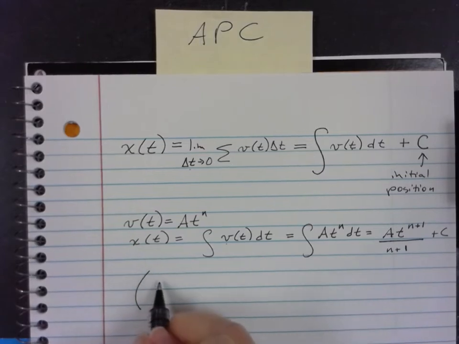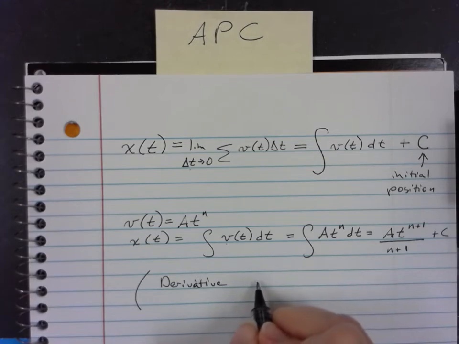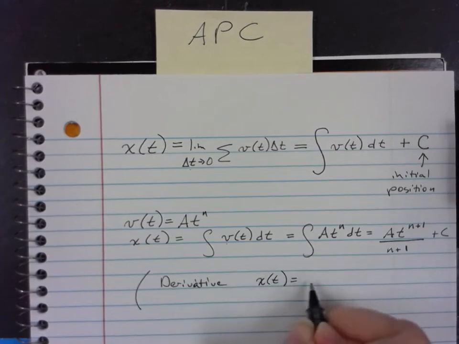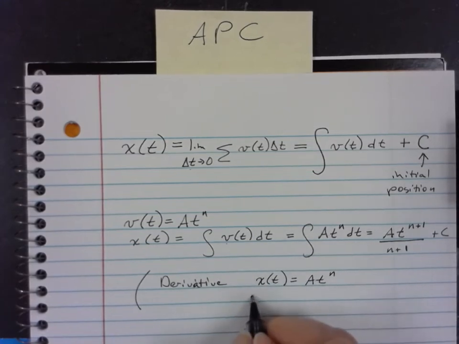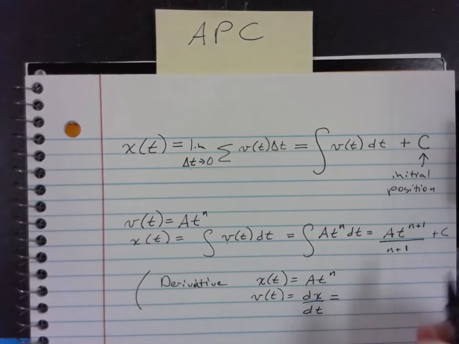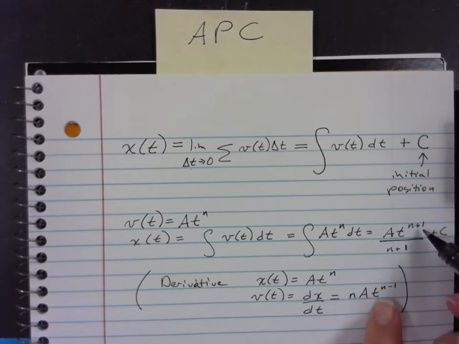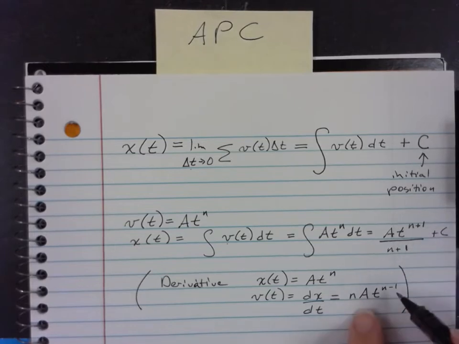So again, we keep the coefficient, raise the exponent, and divide by the new exponent. I want to contrast that with the derivative formula. If you knew that x of t was a t to the n, then v of t, which was the derivative of x with respect to time, we multiplied by the exponent and then lowered the power by 1. So with the integral, we raise the power by 1 and we divide by the new exponent. With the derivative, we multiplied by the old exponent and lowered the power by 1.